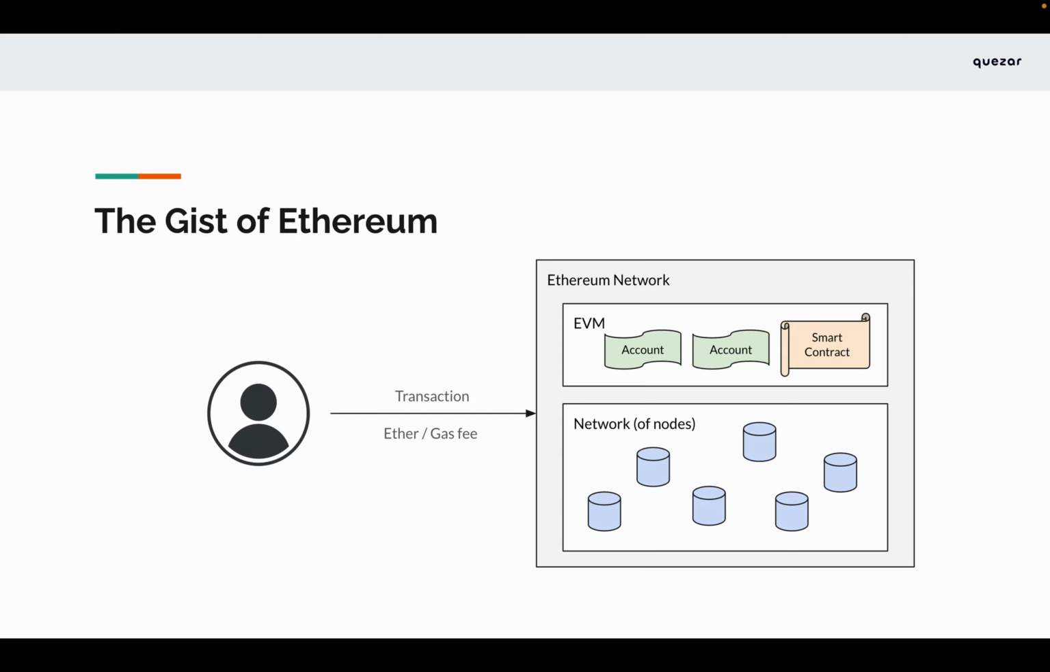So that was a high level overview of the Ethereum network. Now we'll discuss each of these components in detail one by one.